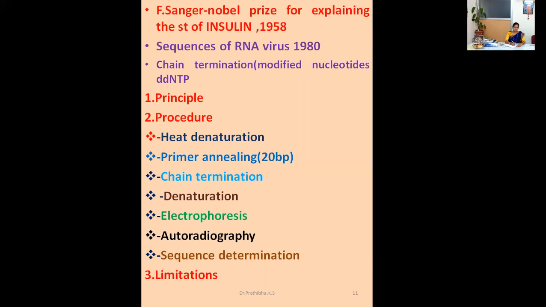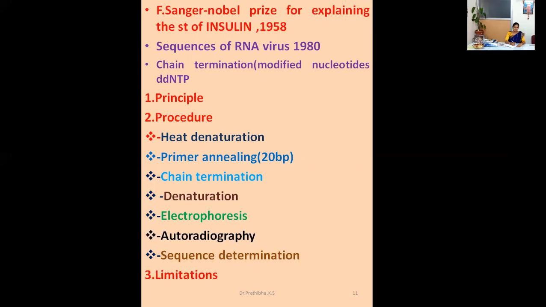Now, let us understand who this Frederick Sanger is. Frederick Sanger got the Nobel Prize for explaining the structure of insulin in the year 1958, and also for the sequence of bases of an RNA virus in the year 1980. Let me go through some more details about Sanger's method of DNA sequencing. One of the major methods for sequencing a DNA fragment is the Sanger method.